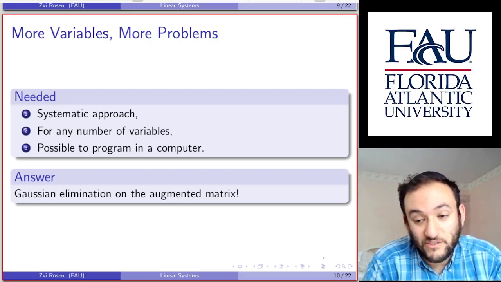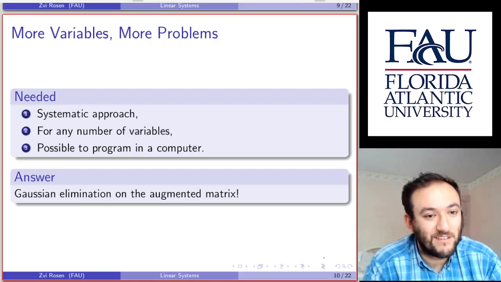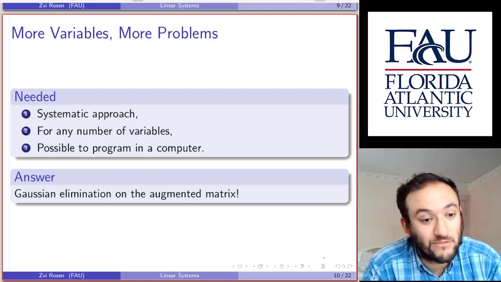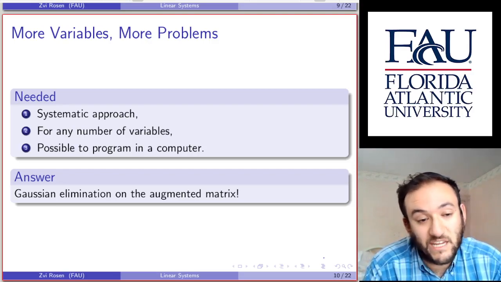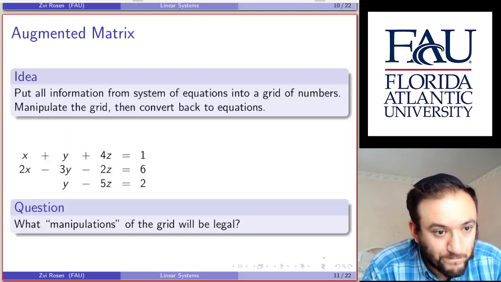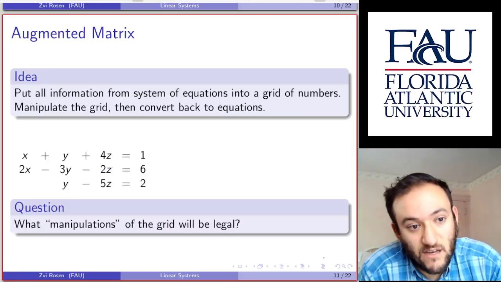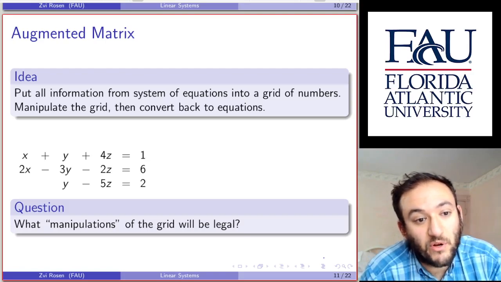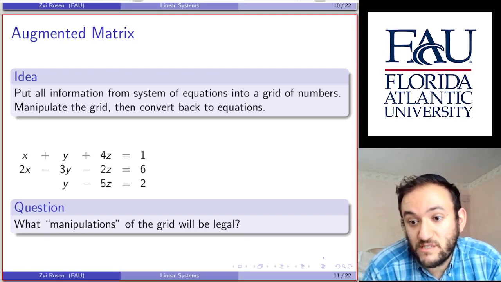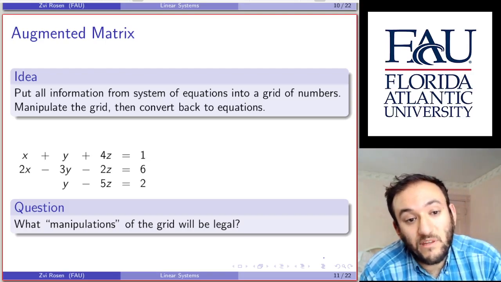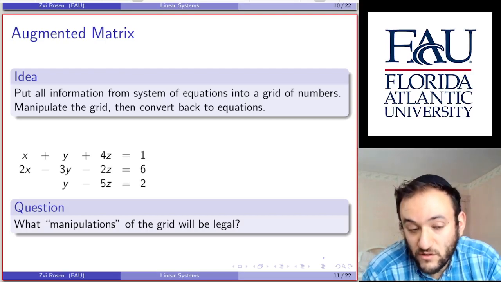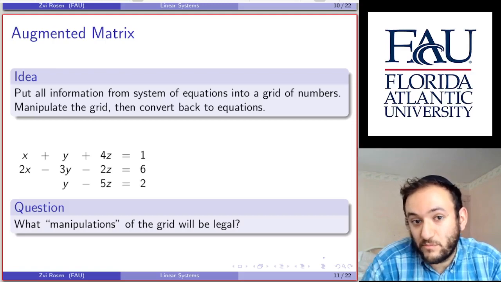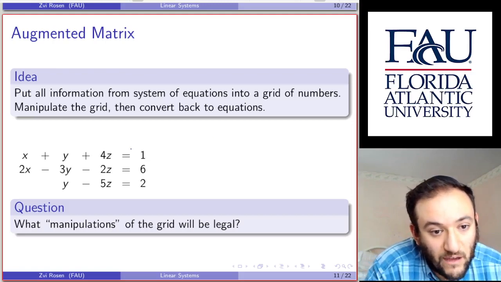Okay, so there's a lot to define there before we can understand how to use this tool and how to apply it. We have to know what an augmented matrix is. We have to know how to do Gaussian elimination. So let's go for it. The first thing is the augmented matrix. The idea is to put all of the information from the system of equations into a grid of numbers, which is what we call a matrix. We manipulate the grid, and then we convert back to equations afterwards, and the equations will, at that point, be simpler to solve.